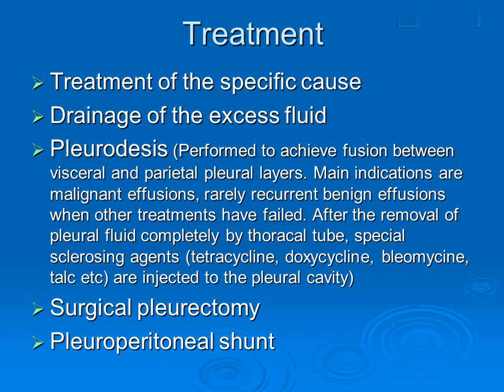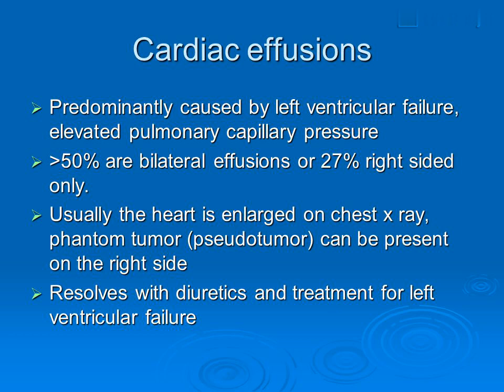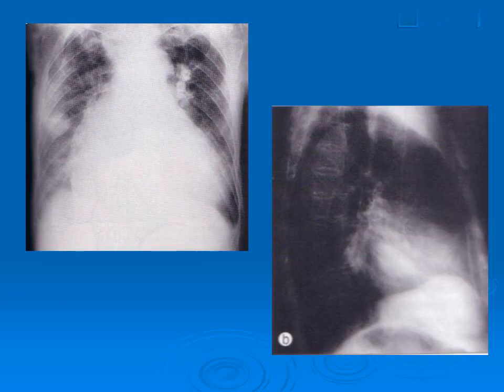Pleuroperitoneal shunt. Cardiac effusions are predominantly caused by left ventricular failure, elevated pulmonary capillary pressure. Greater than 50% are bilateral effusions, or 27% right-sided only. Usually the heart is enlarged on chest X-ray; a phantom tumor, or pseudotumor, can be present on the right side. It resolves with diuretics and treatment for left ventricular failure.